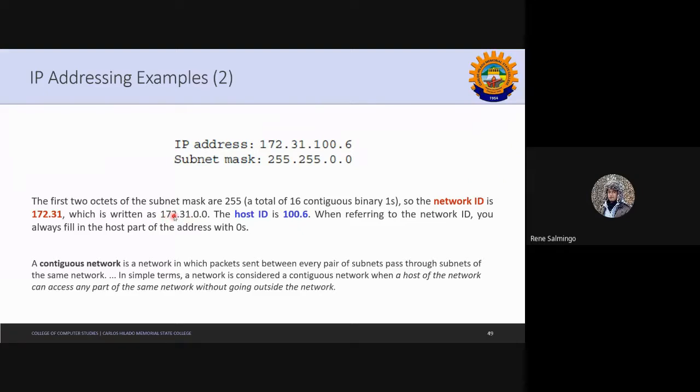Why do we have two octets of the subnet mask as your network ID? Because this is a private Internet Protocol address, and also it depends on the class of IP address.